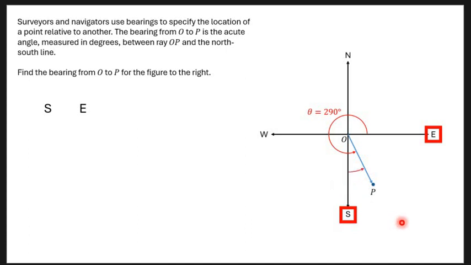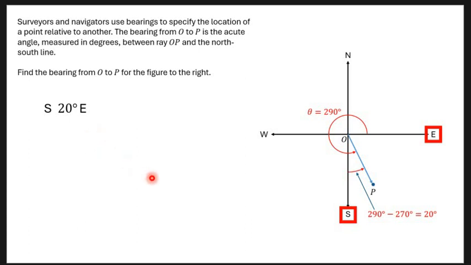So I'm looking for that little acute angle, and I notice that that angle is a little bit beyond 270. So if I take my angle and I subtract away the 270 degree angle, I'll get that little acute angle there. So I do 290 minus 270, which is 20 degrees, and that gives me my bearing. The bearing from O to P is south 20 degrees east.